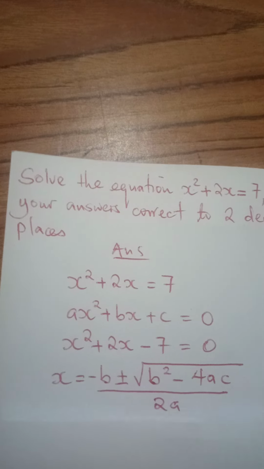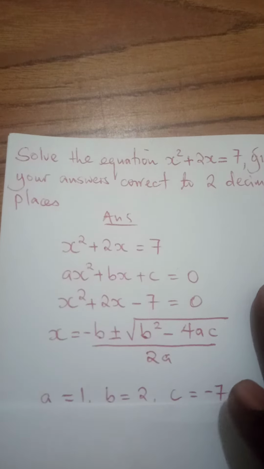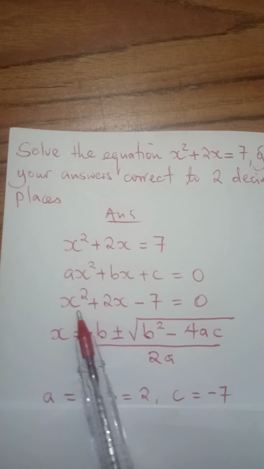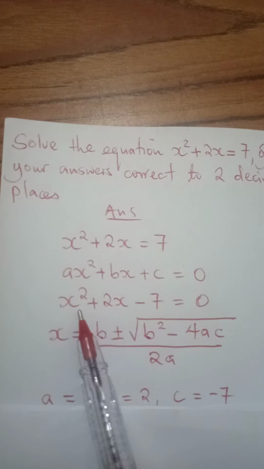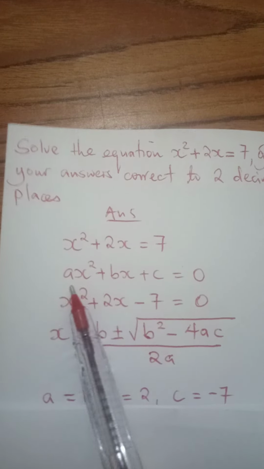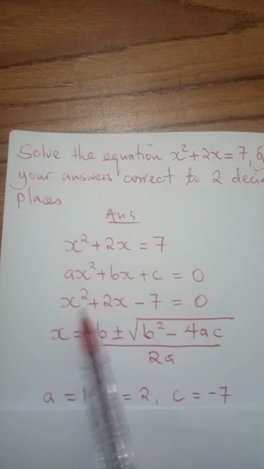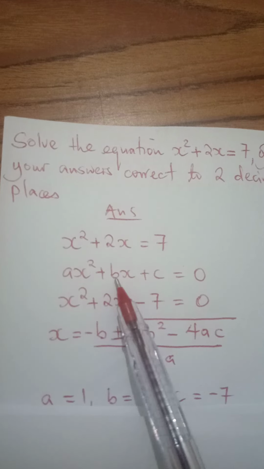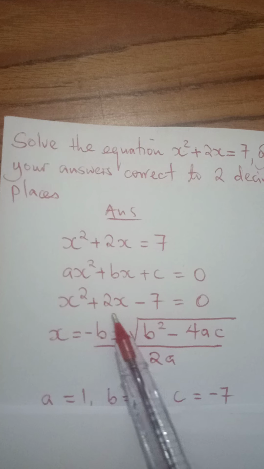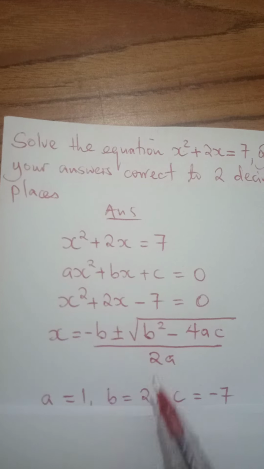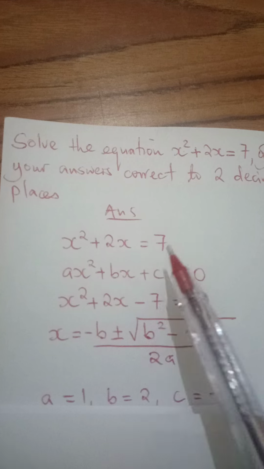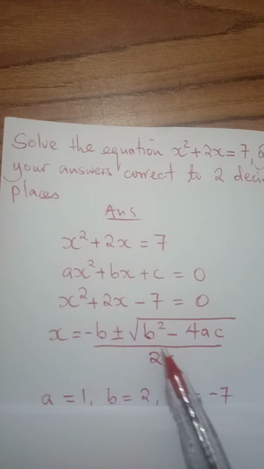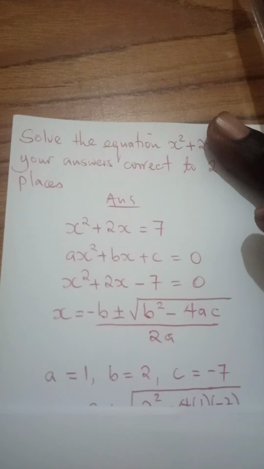So if we are to observe now, we need to pick the values according to our equation. The coefficient of x squared, that is the a that we have, is simply 1. So a is equal to 1. Then where there is b, that's the coefficient of x. So the coefficient of x here is 2. That is what is our b. And then the constant, which is the c, in this case we have negative 7.